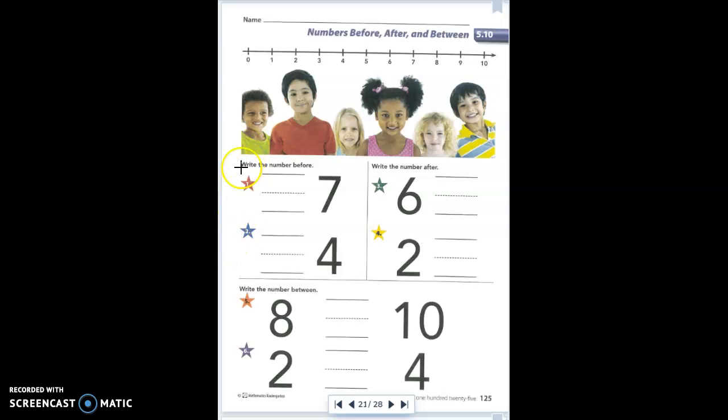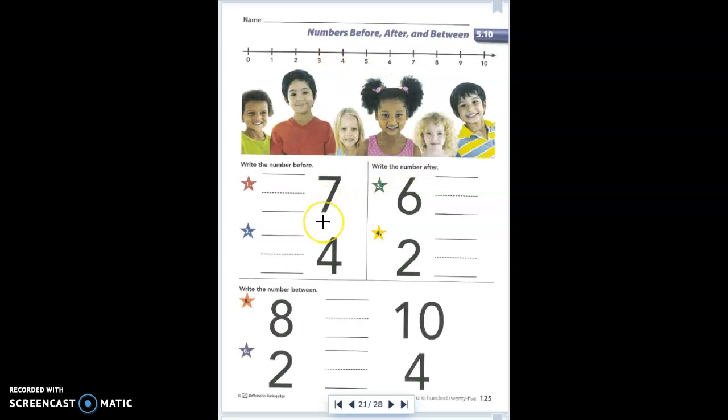For numbers 1 and 2, we're going to write the number that comes before. And the way that we know we're writing the number that comes before is because they've left the left-hand side empty. We know that we always move left to right, left to right. So because the left side is empty, we are writing the number that comes before. If you look up at the number line, you can see that if you move towards the left, you will have numbers that come before.